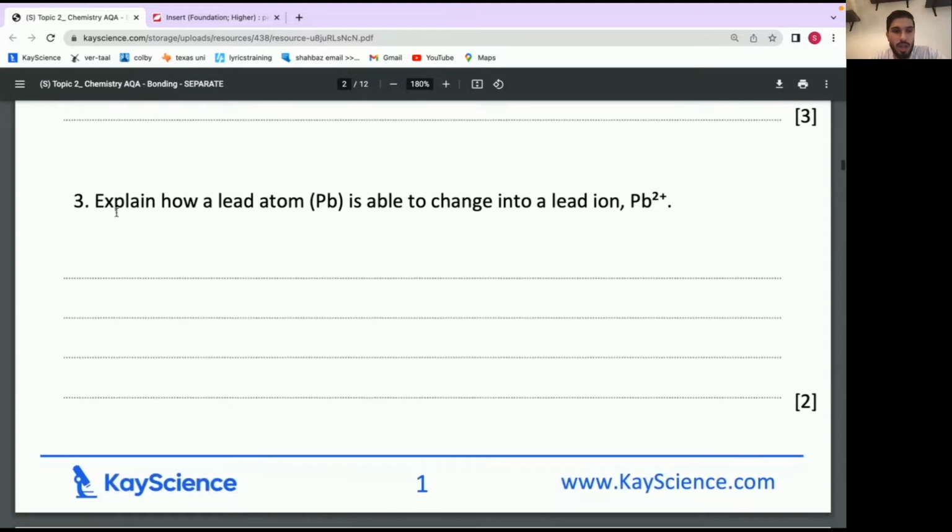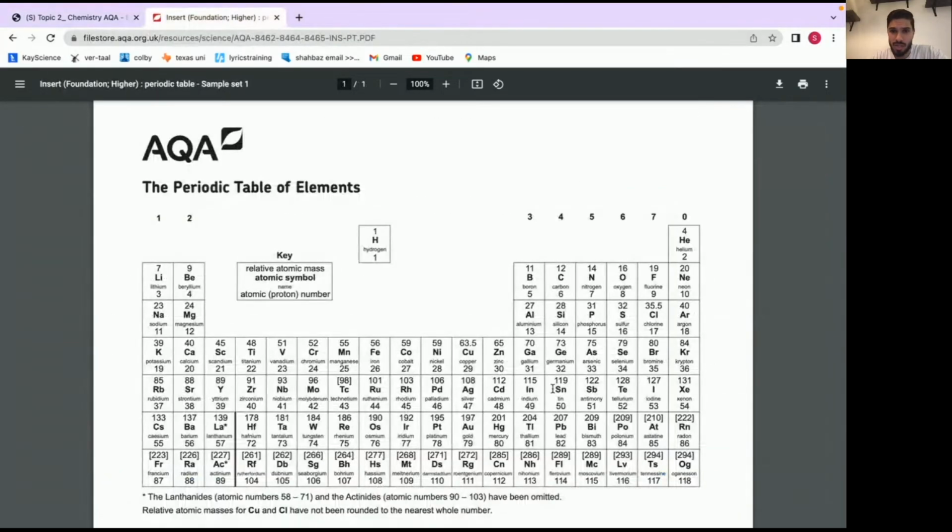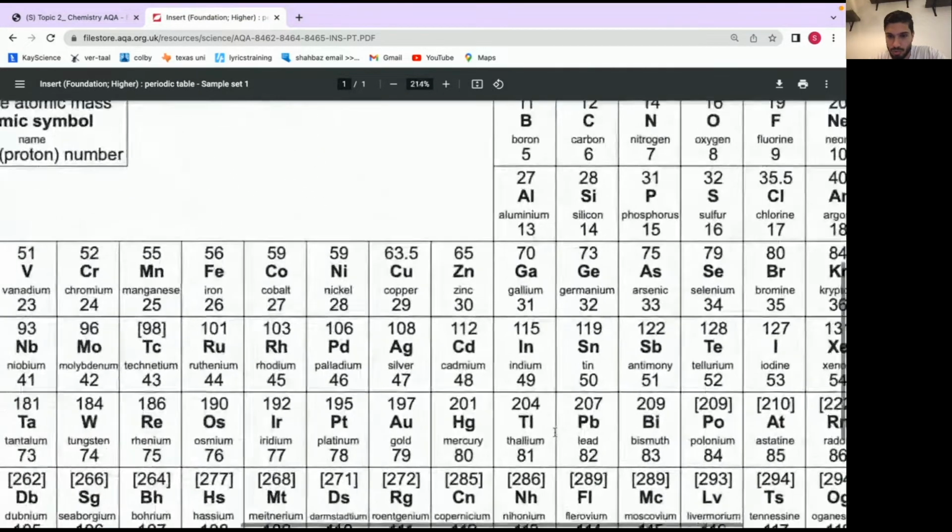Okay, next question. Explain, again, we have to give reasons, and it's a 2-mark exam question this time, how a lead atom, Pb, is able to change into a lead ion, Pb2+. Okay, so this is a 2-mark exam question. Now let's look at lead on the periodic table. Lead is down here, group 4.